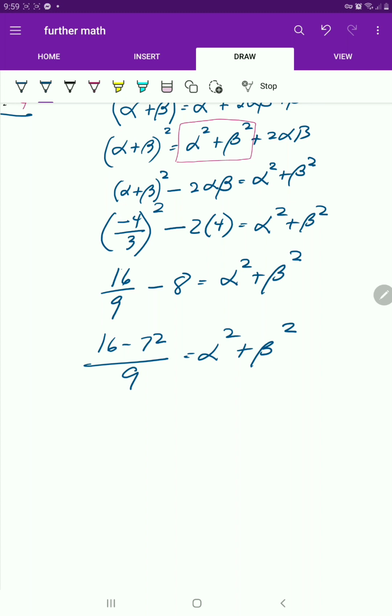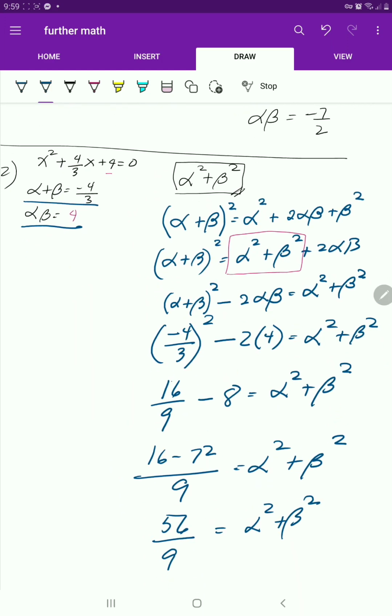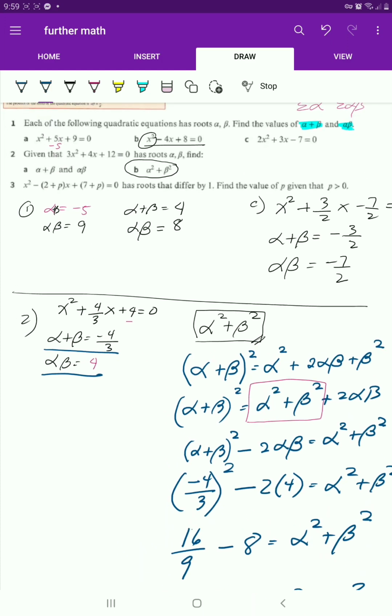What is 16 minus 72? 56 over 9, is it? Yes, 56 over 9 is equal to alpha squared plus beta squared. That's it. So that's how we're going to answer this type of question.